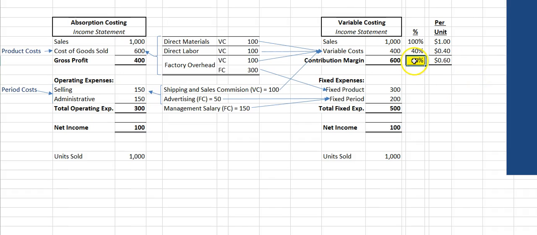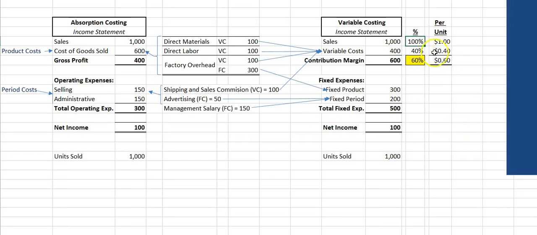Notice that the contribution margin relates to sales, so sales is always going to be 100%, and the variable cost relates to sales. So if variable cost is 40%, contribution margin has to be 60. These two have to add to 100%. So if I told you variable cost is 55%, what is the contribution margin? Well, the contribution margin is going to be 45%, right? Because they have to add up to 100%.